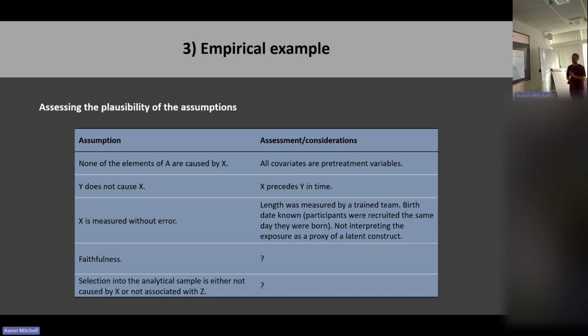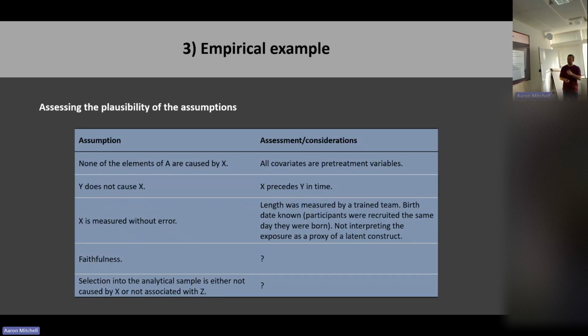And I'm not interpreting this as a proxy of a latent construct or something like that. I'm trying to estimate the effect of length for age itself. So yeah, I would be reasonably happy about this assumption. Of course, this could be complemented with a sensitivity analysis for measurement error or something like that, but that is something I didn't do for this particular presentation.